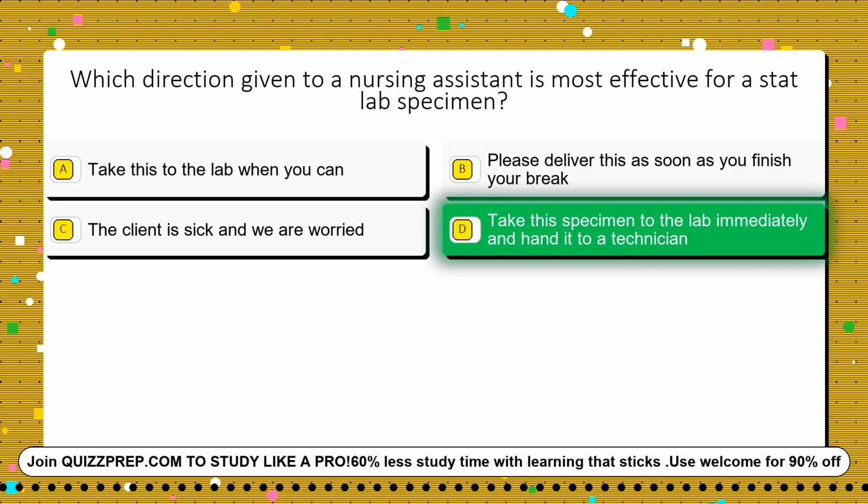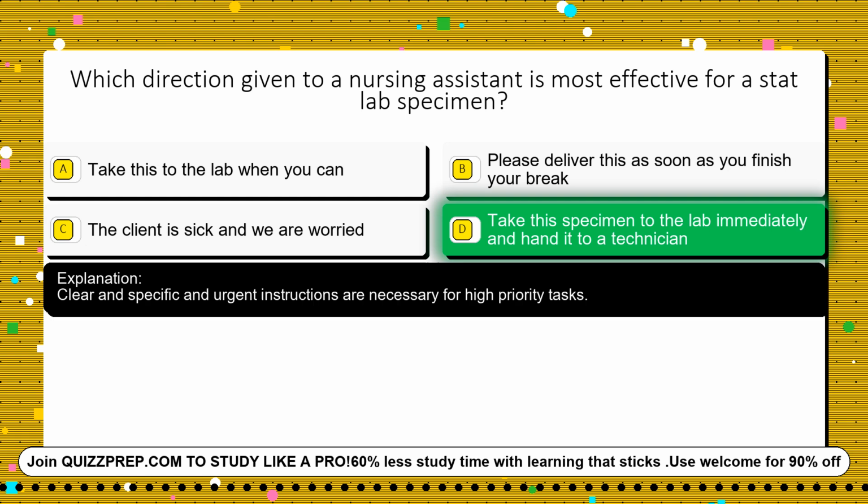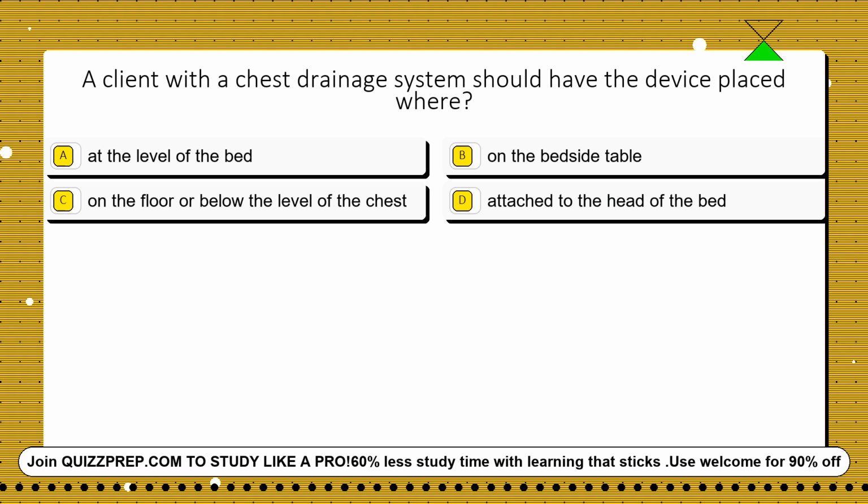The correct answer is option D. Take this specimen to the lab immediately and hand it to a technician. Clear, specific, and urgent instructions are necessary for high-priority tasks. Question 34. A client with a chest drainage system should have the device placed where? Option A, at the level of the bed. Option B, on the bedside table. Option C, on the floor or below the level of the chest. Option D, attached to the head of the bed.